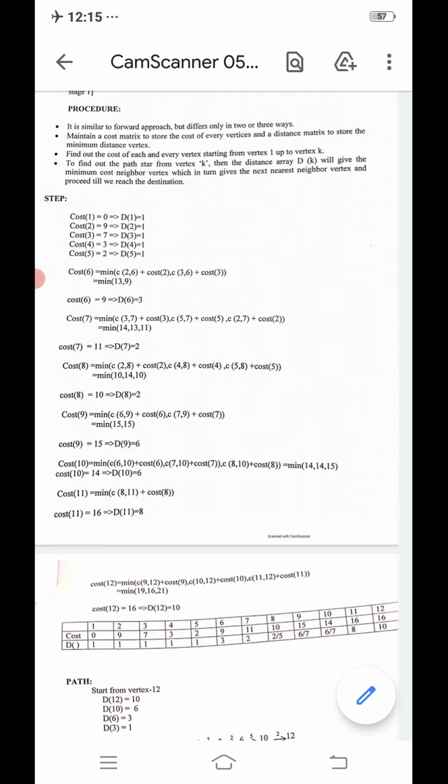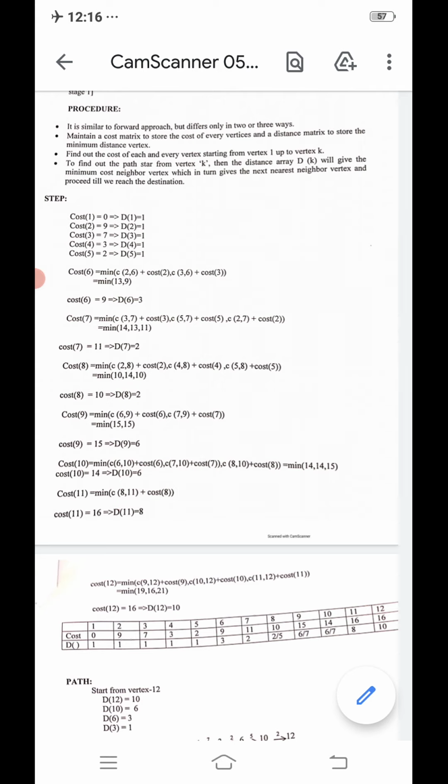Cost of 10th node, how many nodes will be directed to 10? 6 to 10 direction will be there, 7 to 10 direction will be there, 8 to 10 direction will be there. Now we have to calculate the minimum of cost of 6,10 plus cost of 6, cost of 7,10 plus cost of 7, cost of 8,10 plus cost of 8. Now we have to calculate the minimum value.